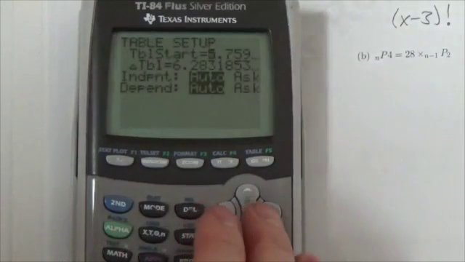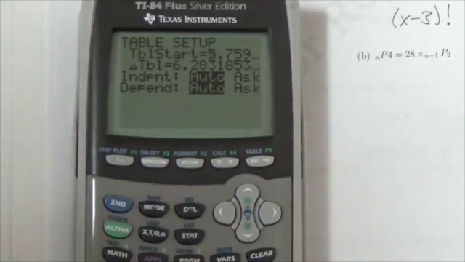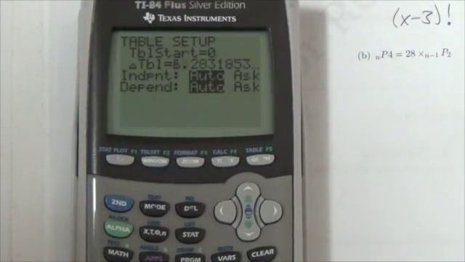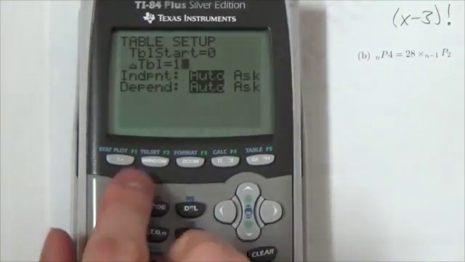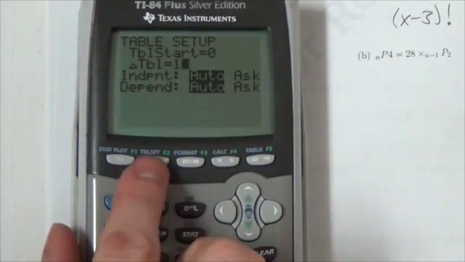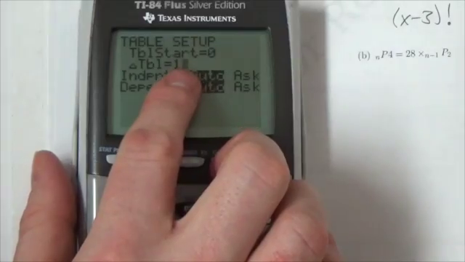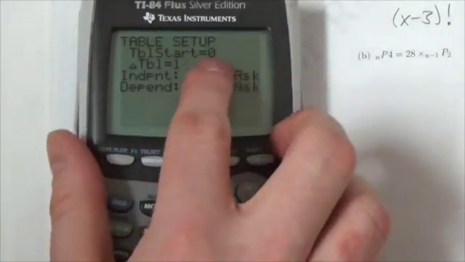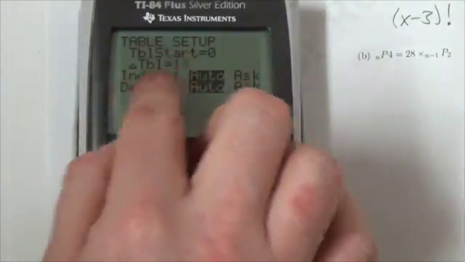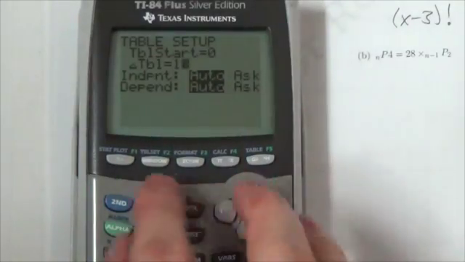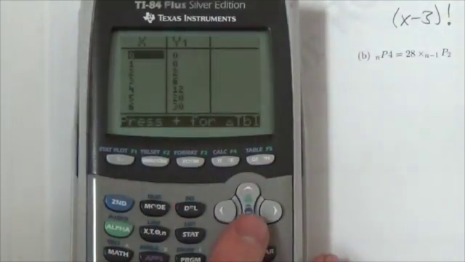Now before I do that, I just want to make sure that my table is set properly. I want it to start at 0 and I want it to go up by 1. So I'm going to go into my table set menu, that second window. I want to just change that to 0 and 1 here. Now ultimately it doesn't really matter where it starts, but the table set, that does matter. And now I'm going to go into my table of values.